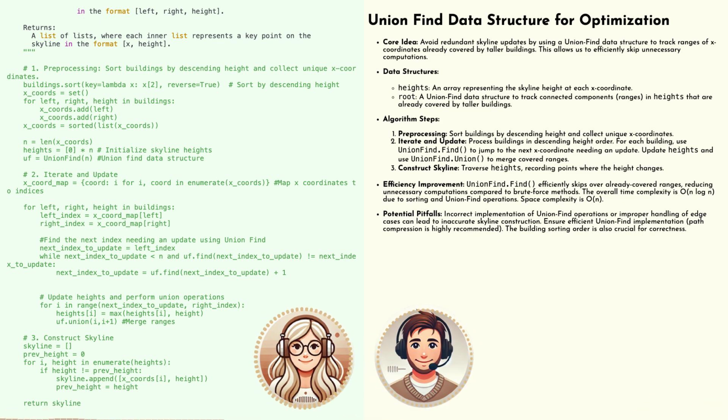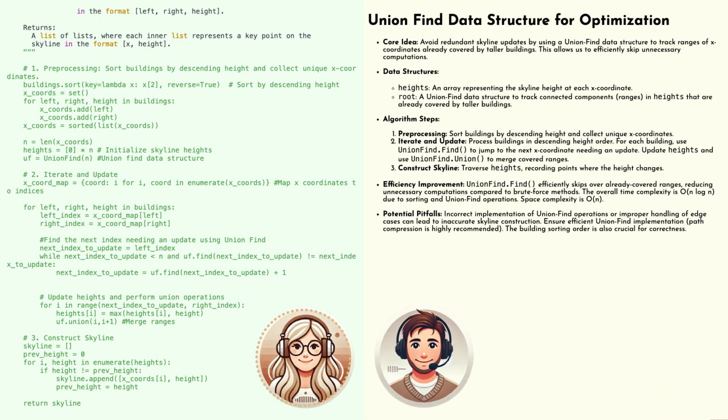Okay, I think I'm starting to get it. So we're basically optimizing the whole process by ignoring sections of the skyline that are already defined. But where do the union and find operations come into play? All right, let's say we have a really tall building and it covers segments 2, 3, and 4. So using the union operation, we would group those segments together to show that, hey, they're all covered by this same building.